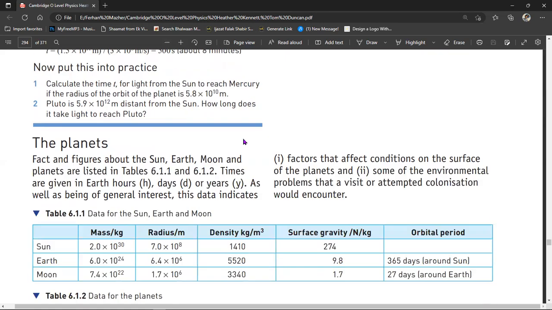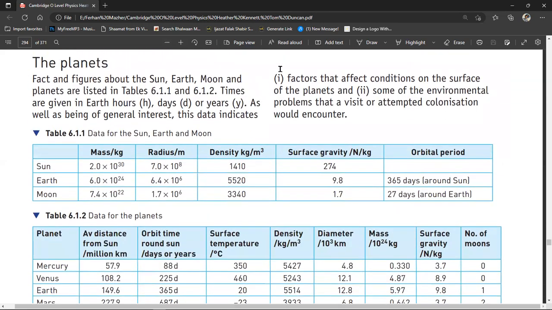Then we have the planets. Facts and figures about the sun, earth, moon, and planets are listed in tables 6.1.1 and 6.1.2. Times are given in Earth's hours, days, or years, as H stands for hours, D stands for days, and Y stands for years. As well as being of general interest, this data indicates factors that affect conditions on the surface of the planets and some of the environmental problems that a visit or attempted colonization would encounter.